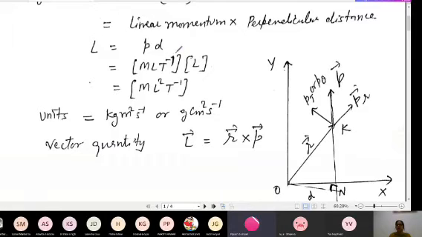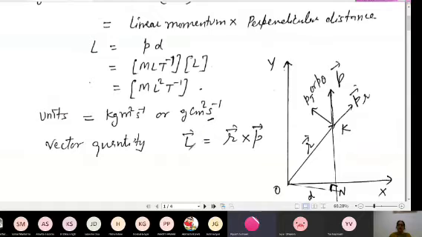You can find the dimensional formula for angular momentum simply by writing the dimensional formula for linear momentum and the distance, whose dimension is L. So I get the dimensional formula for angular momentum as M L^2 T^-1. And the units for angular momentum are kilogram meter square per second in the SI system and gram centimeter square per second in the CGS system.